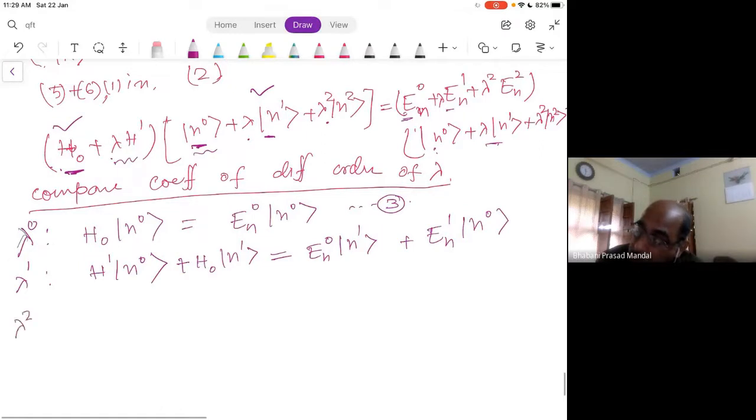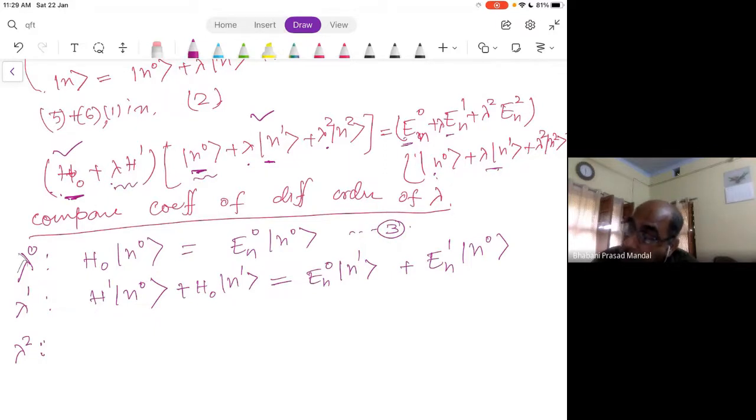So let us write lambda to the power 2. Lambda to the power 2 terms on the left hand side: H0 in this term has no lambda, this is lambda square, so H0 N2 terms. Then this is a lambda term, this is a lambda term, so this can be a lambda square term, H'N1. That's all on the left hand side: H'N1 and H0 N2.